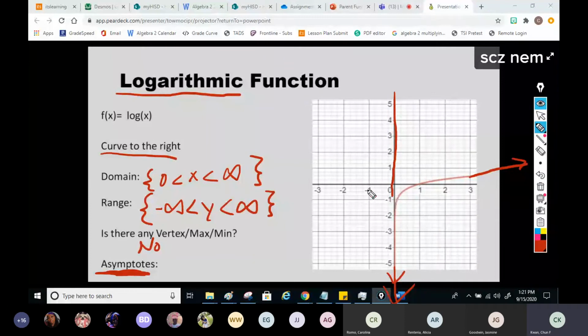The whole y-axis is your asymptote because right here, it will get closer and closer to the y-axis. It will get closer and closer, but it will never touch the y-axis. So the asymptote is going to be the y-axis, and the equation for the y-axis is x equals 0. So that is the asymptote for a logarithmic function.